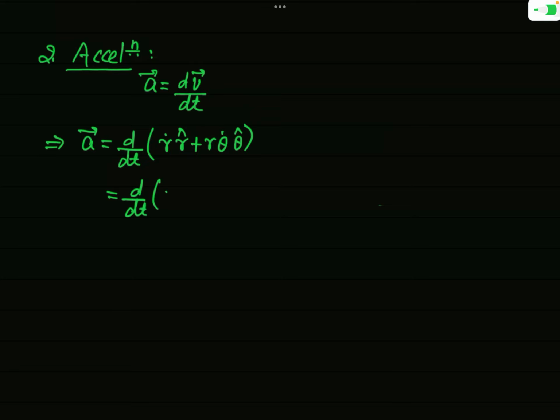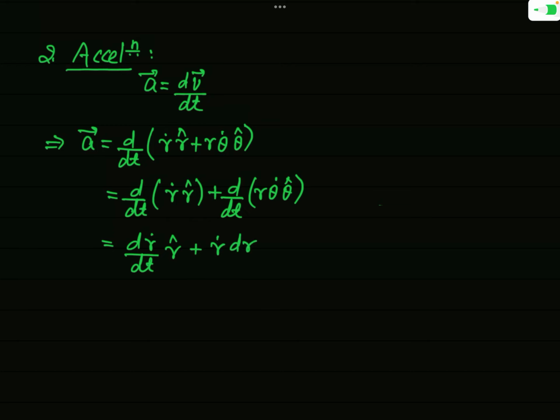So this will be d/dt of r dot times r hat plus d/dt of r times theta dot times theta hat. Now, using the rules of differentiation of a product of two or more functions, we will differentiate it. So you can see, this will be d(r dot)/dt times r hat plus r dot times dr hat/dt. Actually, this has been written in place of the first term.